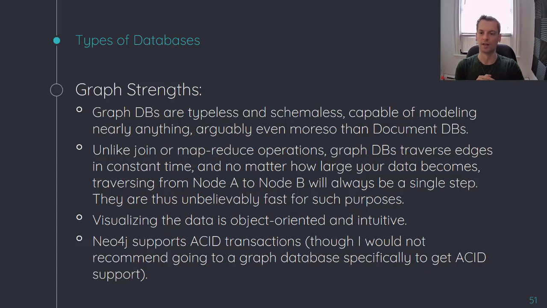Visualizing the data is object-oriented and intuitive. I don't know about you, but I have a very easy time imagining these sorts of circles and bars connecting them. I have an easier time with that than I do with a spreadsheet, and I have an easier time with a spreadsheet than I do with a JSON blob. So that's just me, but I find this data very easy to visualize. Neo4j does support ACID transactions. However, I would not recommend going to a graph database simply because you need ACID transactions.